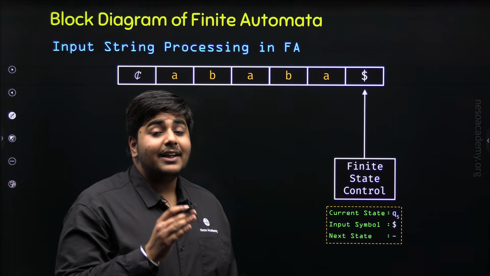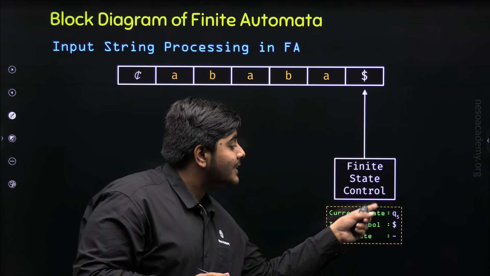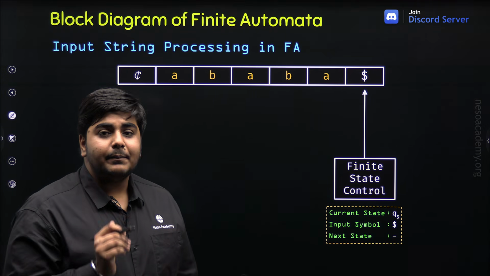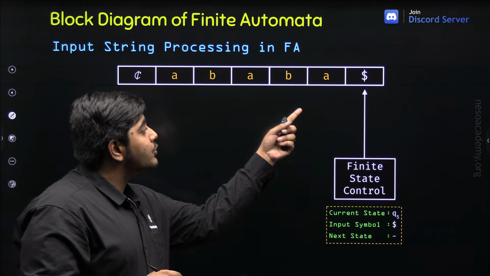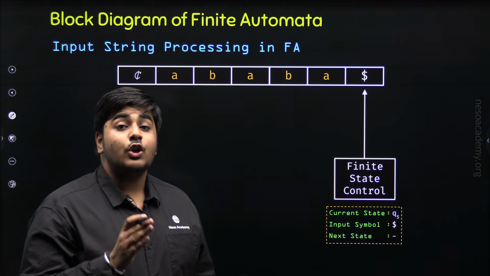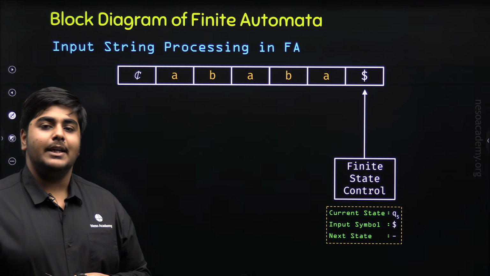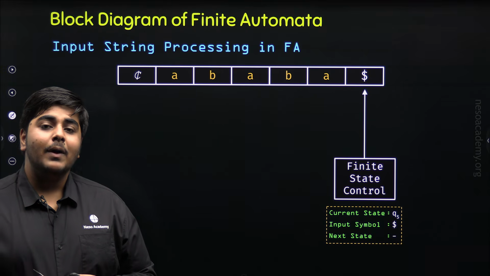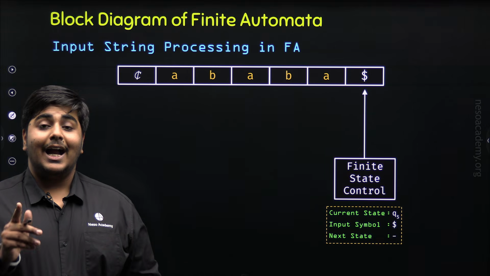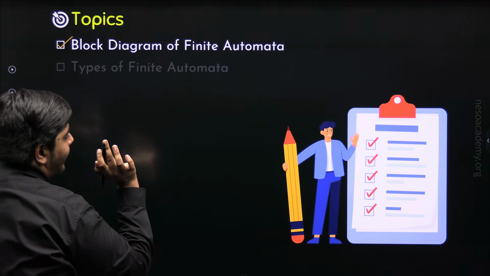As we know, an input string is only said to be accepted if its processing ends at an accepting state, which means that if Q5 is an accepting state, our input string will be accepted by the finite automaton. But if Q5 is not an accepting state, it means that our finite automata will reject this input string. Now, I hope that you have understood the input string processing in finite automata. And in this way, we have completed our very first topic, that is the block diagram of finite automata.